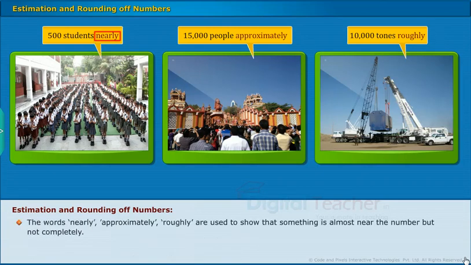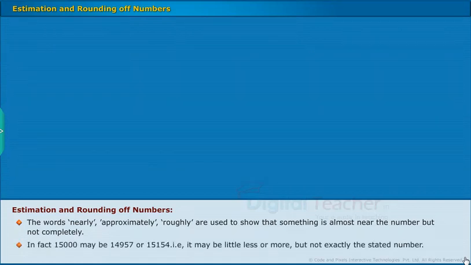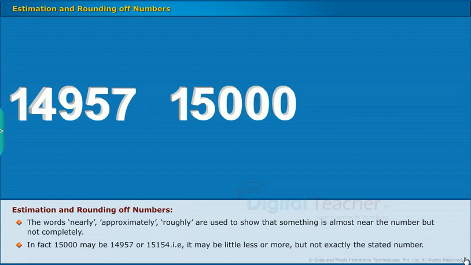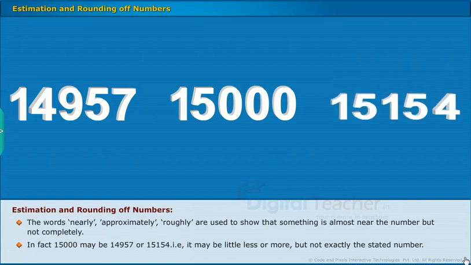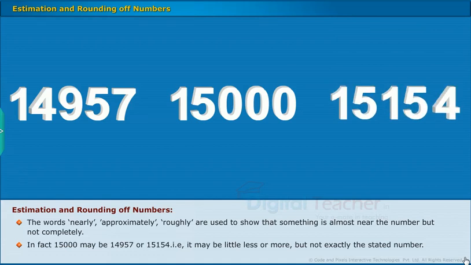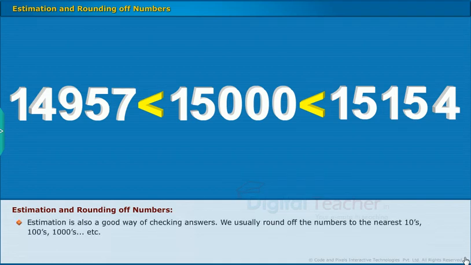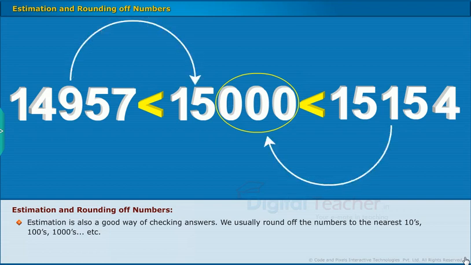The words nearly, approximately, roughly are used to show that something is almost near the number but not completely. In fact, 15,000 may be 14,957 or 15,154. That is, it may be a little less or more, but not exactly the stated number. Estimation is also a good way of checking answers. We usually round off the numbers to the nearest tens, hundreds, thousands, and so on.